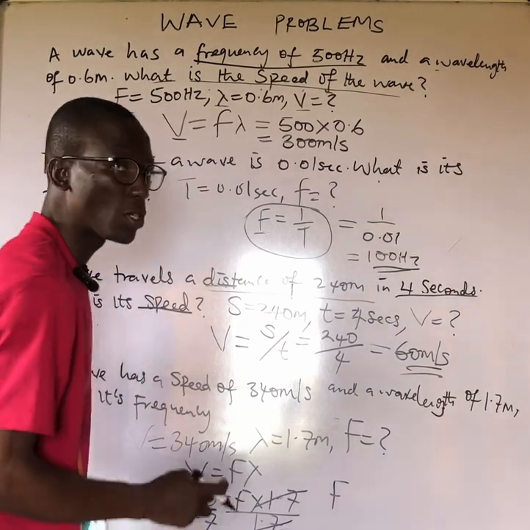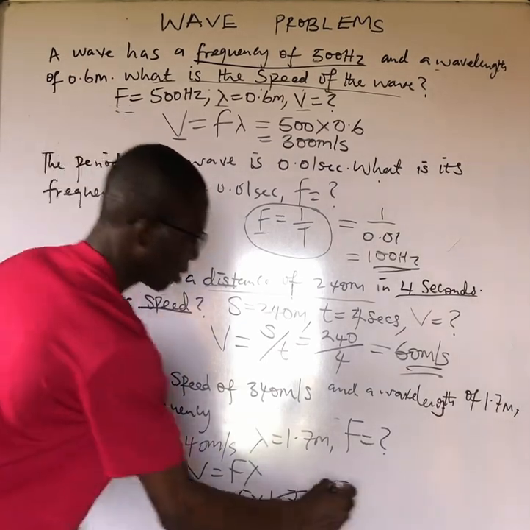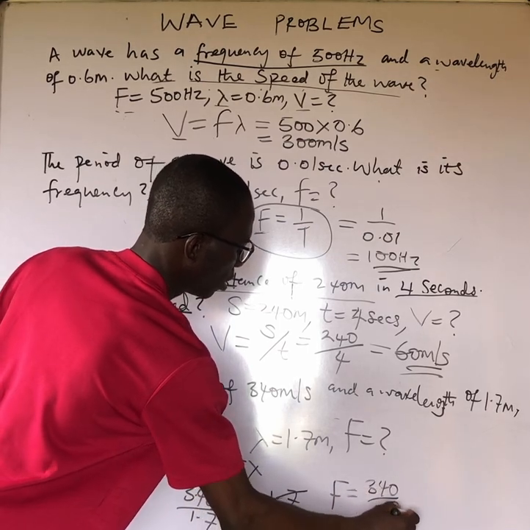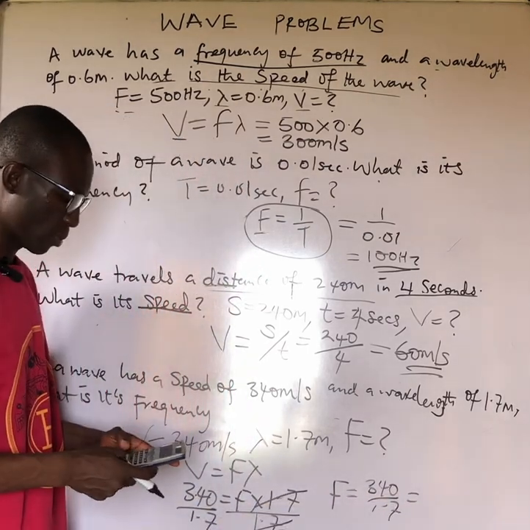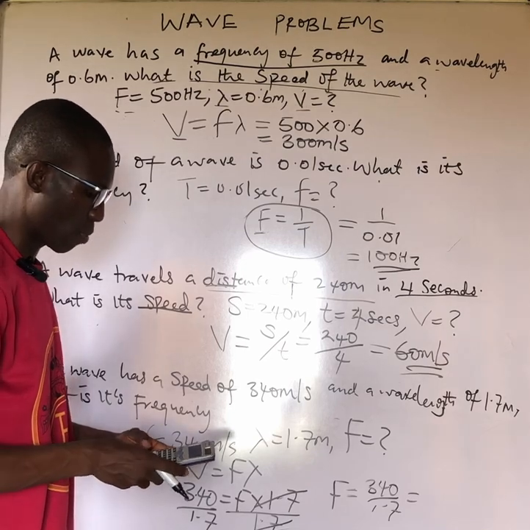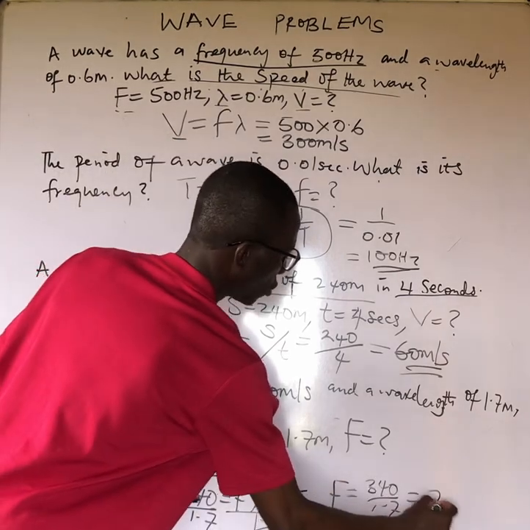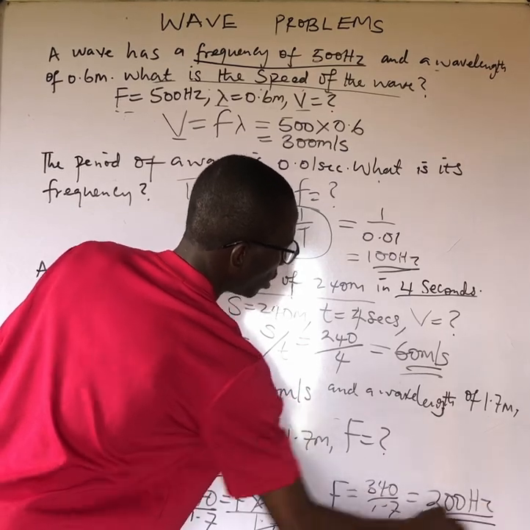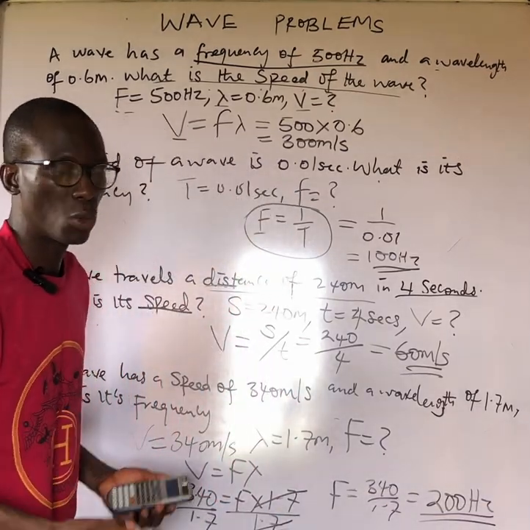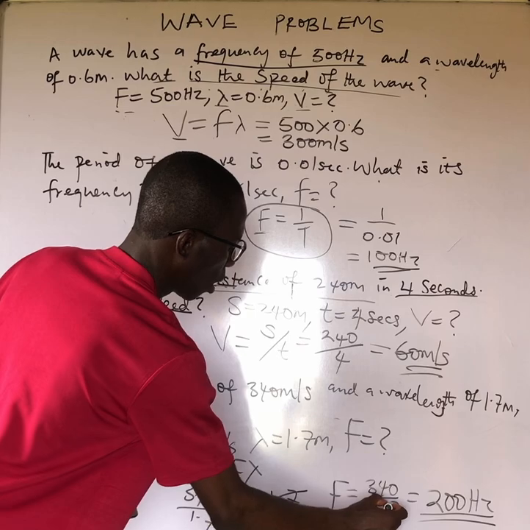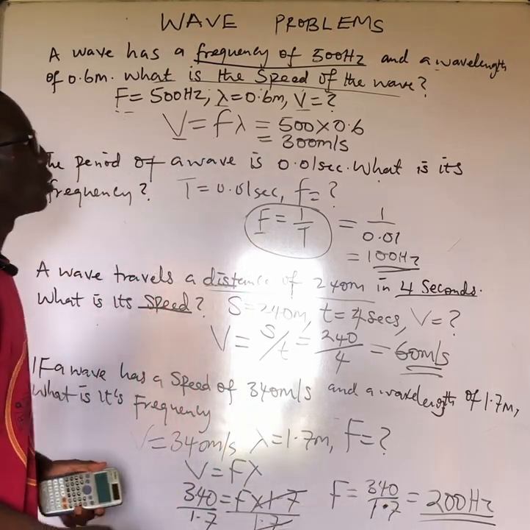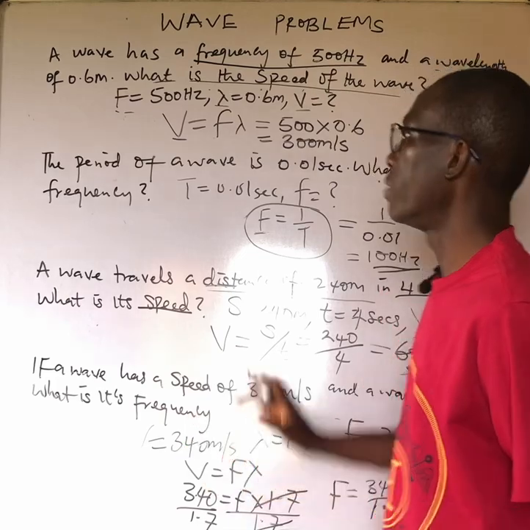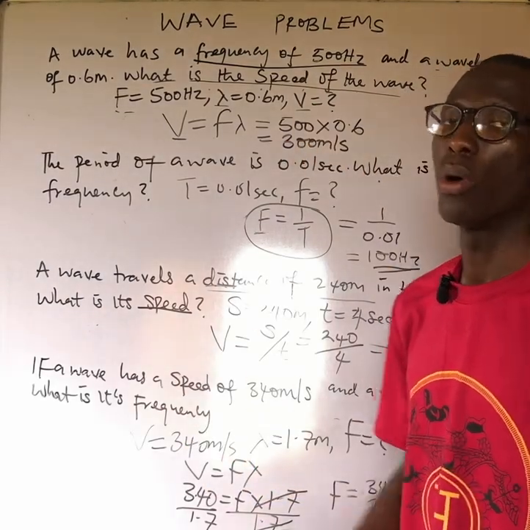Let's use the calculator to resolve that. I can equally write it out here: 340 divided by 1.7. So what am I going to have? I'll have 200. The unit is hertz, and the answer is 200 hertz. So this is the possible way to solve the given problems on the board.